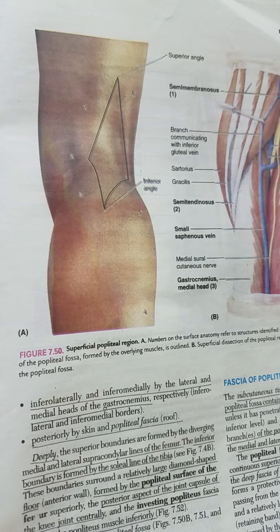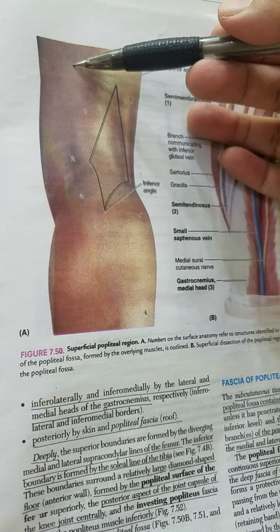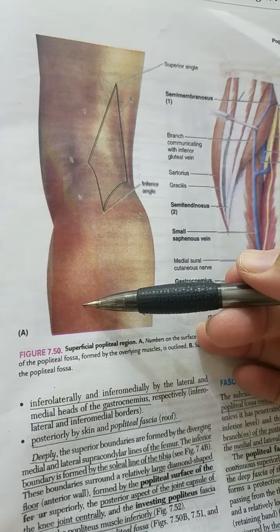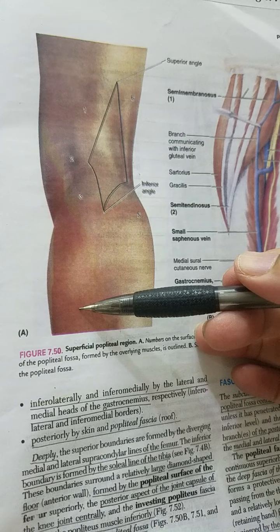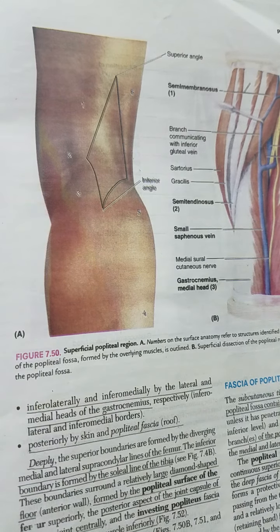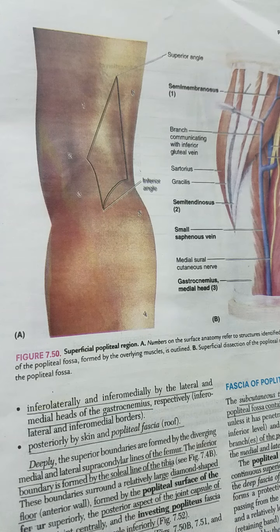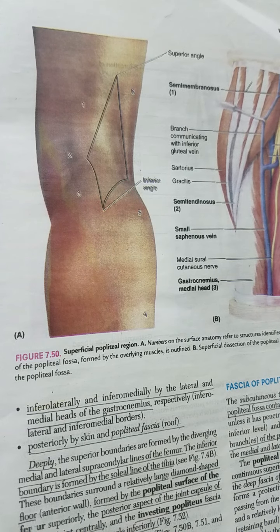Now the deep fascia in the popliteal fossa is known as the popliteal fascia, and this popliteal fascia is continuous above with the fascia of the thigh, which is known as fascia lata, and inferiorly it is continuous with the deep fascia of the leg. The function of the popliteal fascia would of course be to protect the neurovascular bundles within the popliteal fossa.